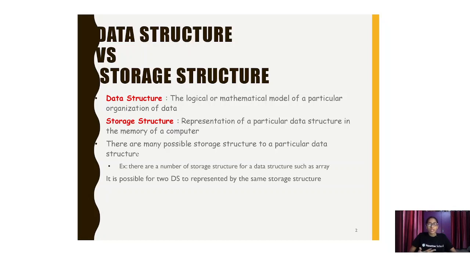For a particular data structure there are many possible storage structures. For example, if there are a number of storage structures for a data structure such as an array, it might be possible for two data structures to be represented in the same storage structure, because in Python you have to remember that you don't have to explicitly state the type of your variable or your data. That is because Python is a dynamically typed language, and dynamically typed languages store data in a mutable form.